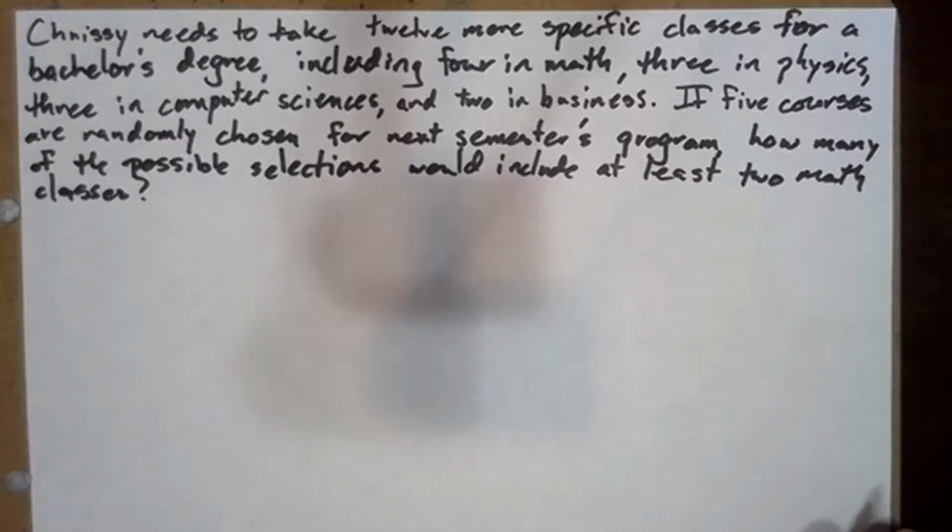Okay, well. The way we do this is to figure out how many ways there are to choose these classes overall, and then determine how many don't have at least 2 math classes. That is, have only 1 or 0 math classes.